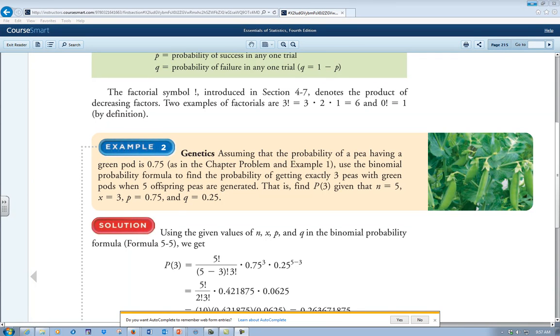Right now we're taking a look at the binomial distribution. If we look at example 2, it says assuming that the probability of a pea having a green pod is 0.75, use the binomial probability formula to find the probability of getting exactly 3 peas with green pods when 5 offspring peas are generated. Now, when we look at this, we know that we've got 5 offspring peas. That means that the number of trials that we have, the n, is 5.